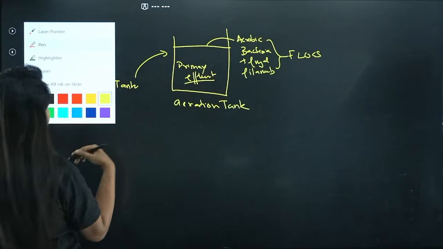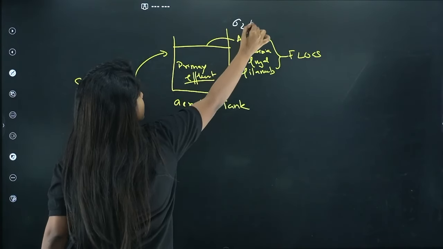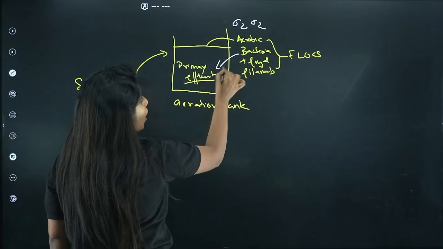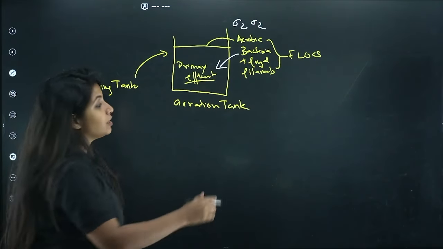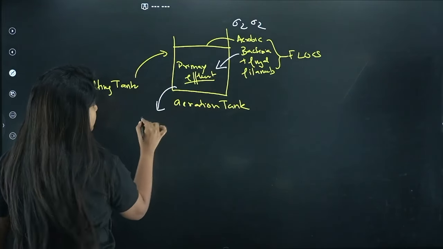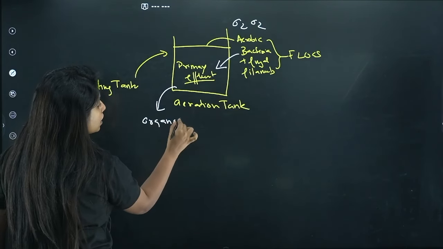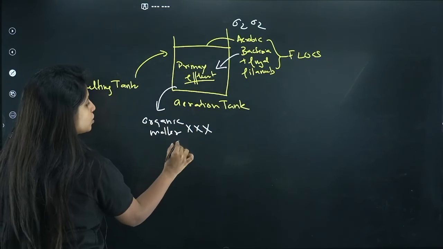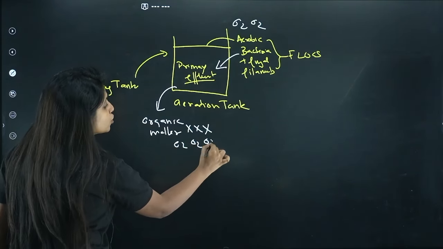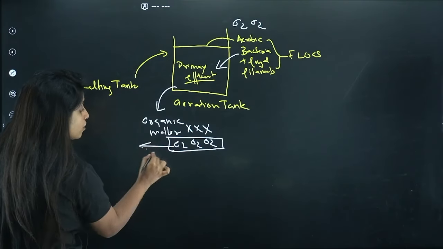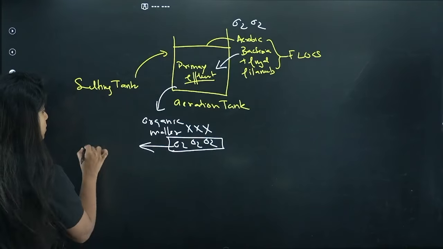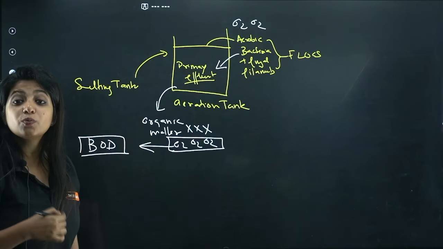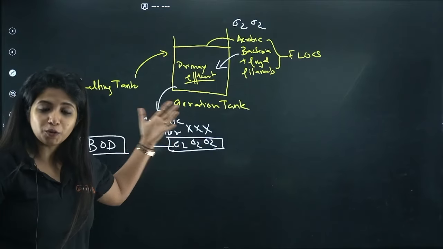Now, when enough oxygen is there, you know what happens? These aerobic bacteria are going to act on the organic matter present over here. The organic matter is going to get broken down in the presence of oxygen. So ma'am, you are saying there is lots of need of oxygen over here? Yes. What do you call this need? Biochemical oxygen demand. The demand for oxygen is way too much when the organic matter is way too much.